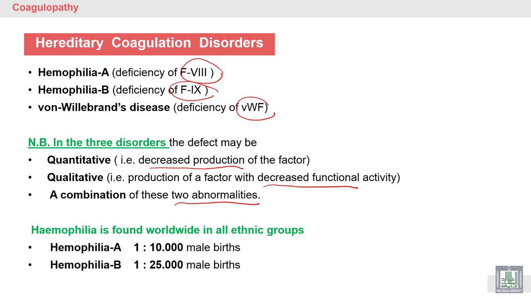Hemophilia A is the most common hereditary coagulation disorder. Hemophilia A occurs in 1 in 10,000 male births, while hemophilia B occurs in 1 in 25,000 male births. So hemophilia is a disease of males.